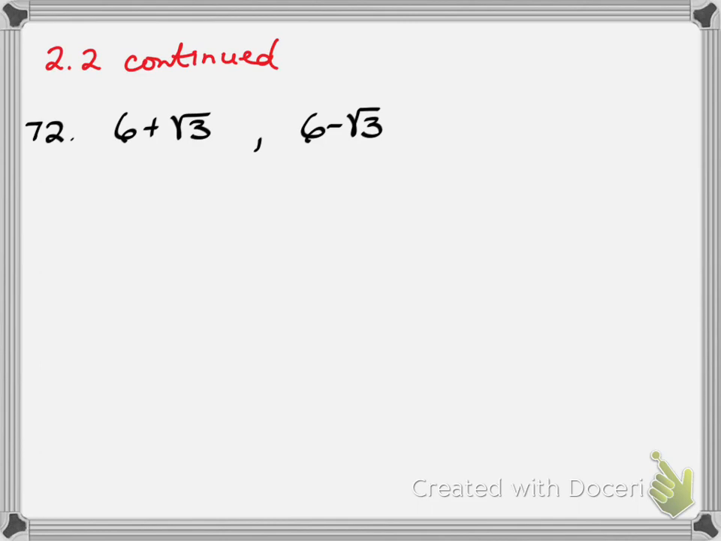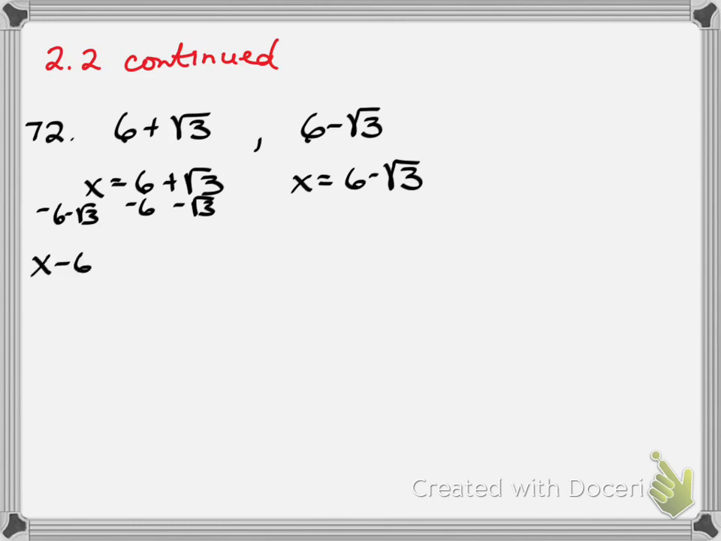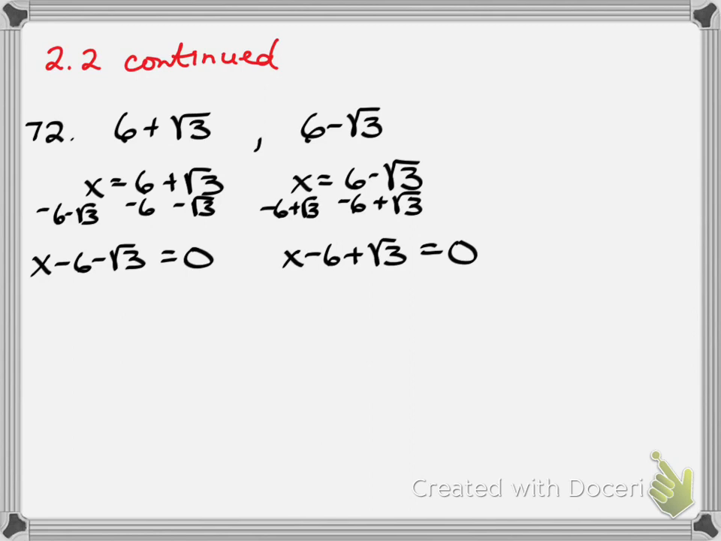So if these are zeros, that means that x equals 6 plus square root of 3, and x equals 6 minus square root of 3. And then we want to write this back as a factor, so we want to make it equal to 0. So we're going to subtract 6 and subtract square root of 3 on both sides. So this becomes x minus 6 minus square root of 3 equal to 0. And here we're going to subtract 6 and add the square root of 3 on both sides. So it's x minus 6 plus square root of 3 equal to 0. So these are the factors, and we're going to write them in parentheses.